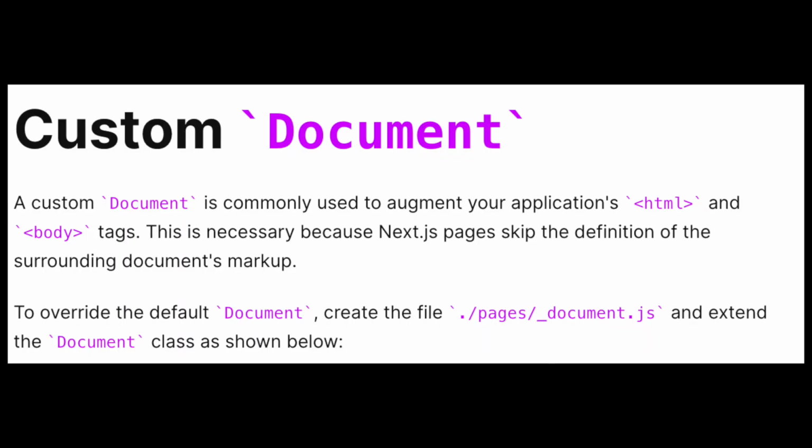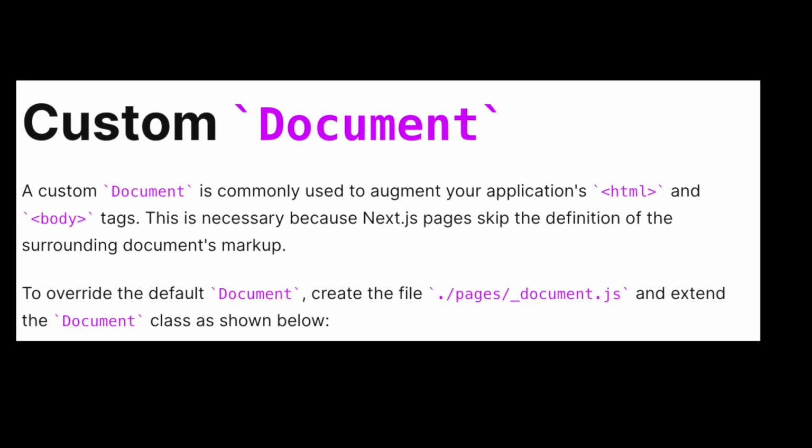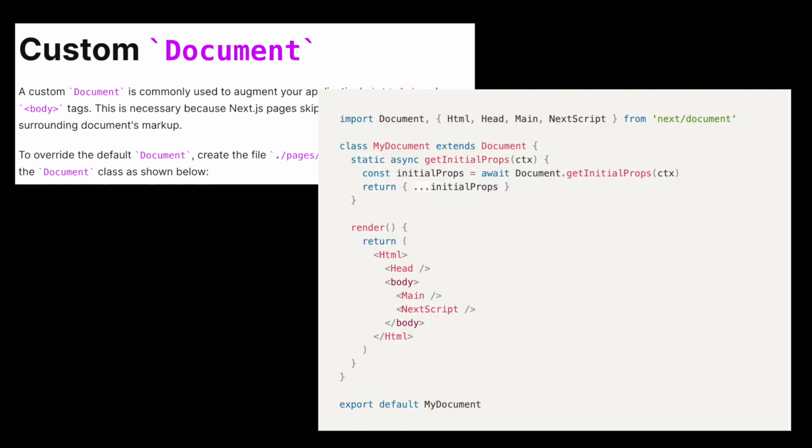The second exception is _document.js. This file is optional because Next.js provides it if we don't create it. If we need to add something to the HTML or body tags of our site, we will need to override this file. We can do that easily by creating it and adding the following code.